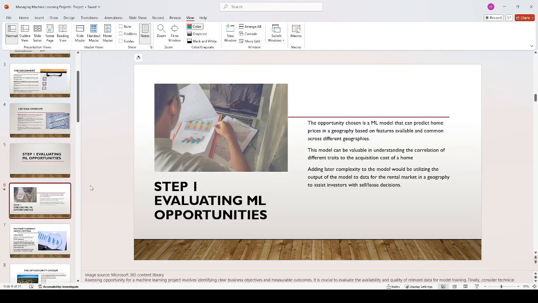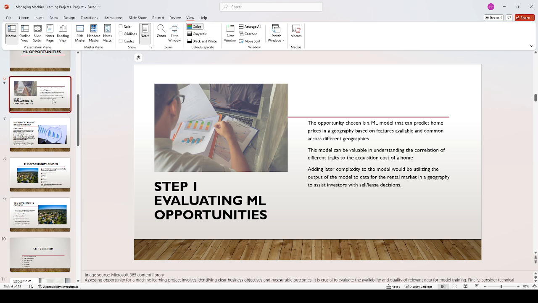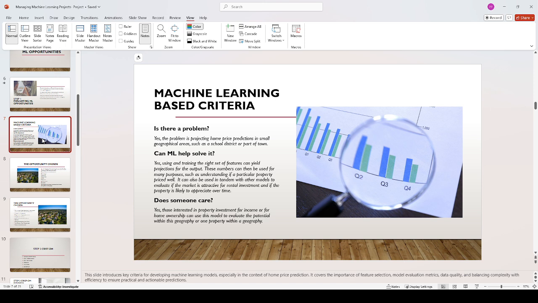For going through opportunities, the one that we chose is a real estate guided model for property values of real estate on the market. We asked the three questions. There is definitely a problem to be fixed. Machine learning definitely can help solve this with the features. And does someone care? Yes.